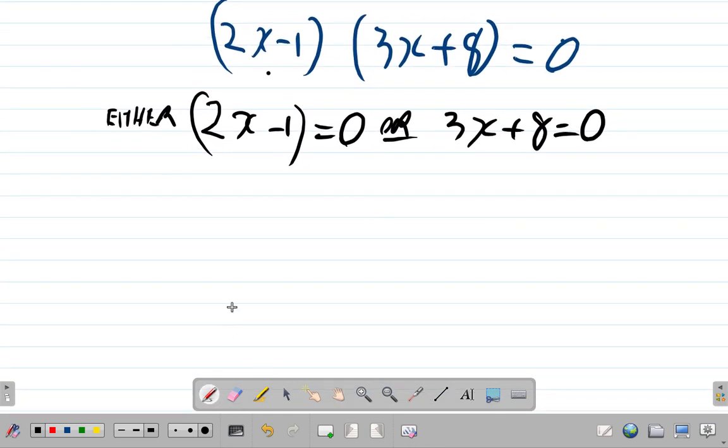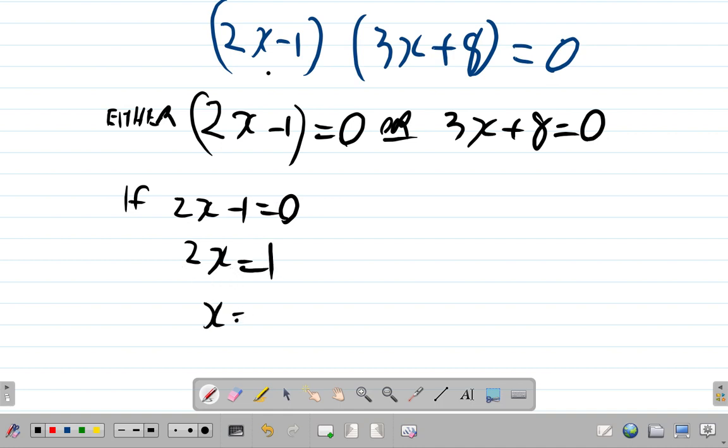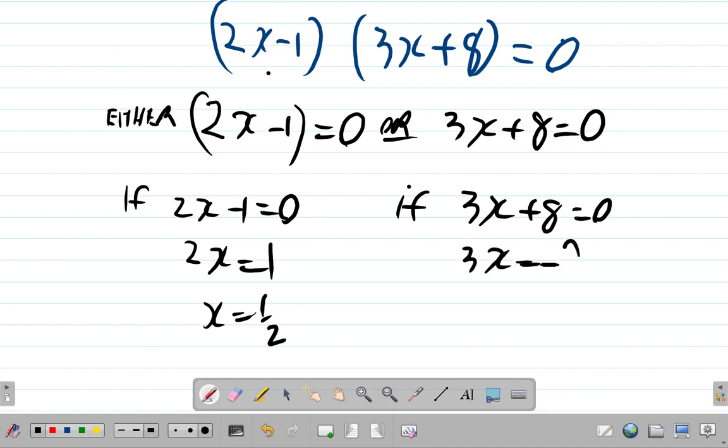Now if it is the case that 2x minus 1 is 0, then what is x? If you add 1 to both sides, you get 2x equal 1. And if you divide by 2, you get x equal half. You see that? So x is half. If it is the case that 3x plus 8 is 0, then what happens? You subtract 8 from both sides, you get 3x equal negative 8. And then you divide by 3, you get x equal to negative 8 divided by 3.